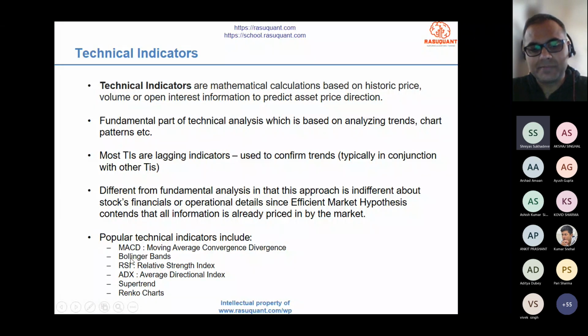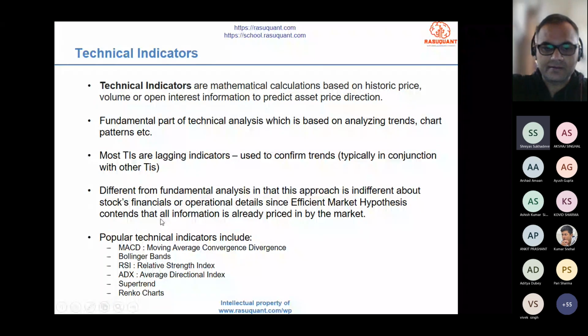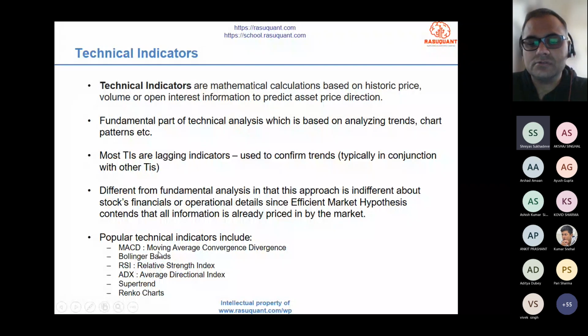I'll talk about Bollinger Bands in a bit. RSI, ADX, Supertrend, Renko. There are a number of them. So yeah, when you start trading, you would invariably familiarize yourself with these technical indicators, and it's very easy to code these.